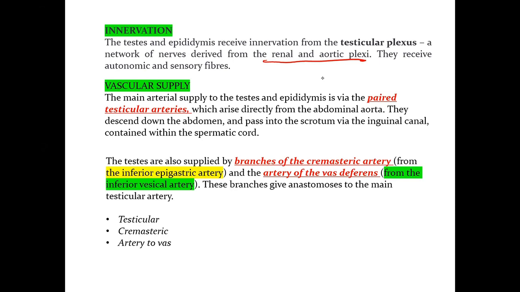The main arterial supply to the testis and epididymis is via paired testicular arteries, which arise directly from the abdominal aorta. They descend down the abdomen and pass into the scrotum via the inguinal canal, contained within the spermatic cord. Now, you should know the main supply of the testis is the testicular artery. The testes are also supplied by branches of the cremasteric arteries. Don't forget the cremasteric arteries, those three arteries we mentioned in the spermatic cord. Where do they come from? From the inferior epigastric arteries. And the artery to the vas deferens, where does it come from? It arises from the inferior vesical arteries. These branches give anastomosis to the main testicular arteries.